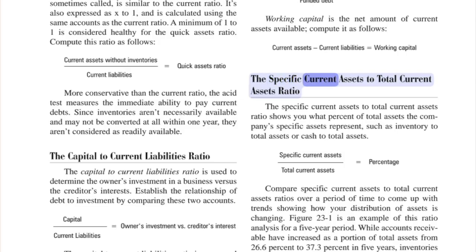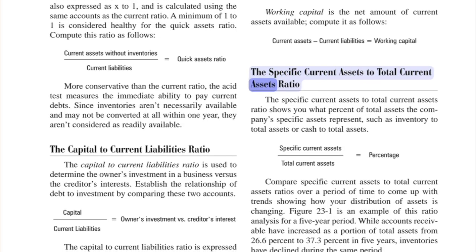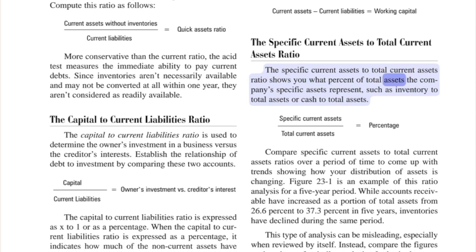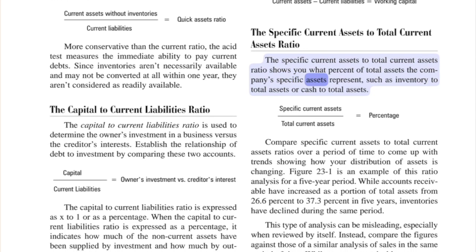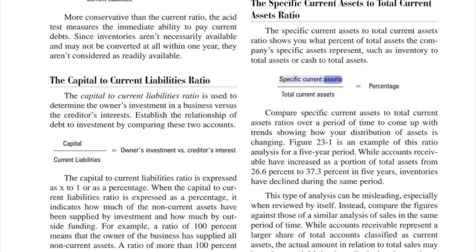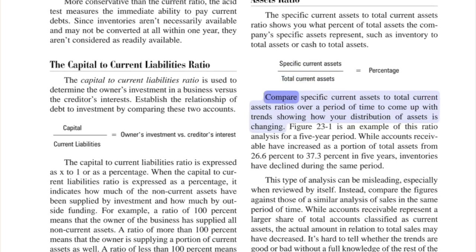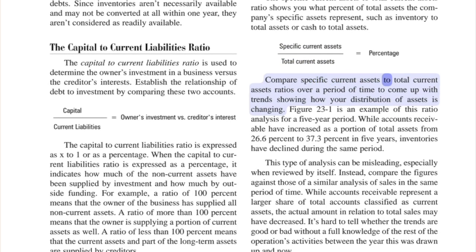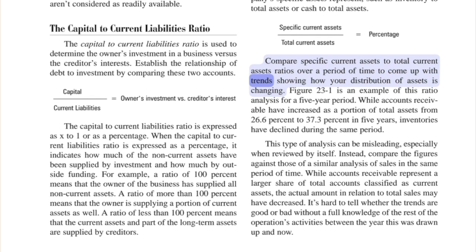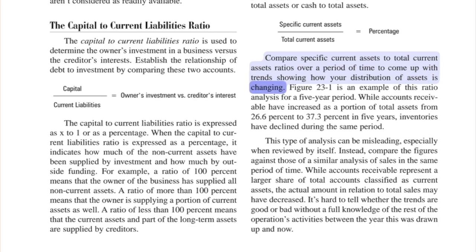The specific current assets to total current assets ratio. This ratio shows you what percentage of total assets the company's specific assets represent, such as inventory to total assets or cash to total assets. Specific current assets over total current assets. Compare these ratios over a period of time to come up with trends showing how your distribution of assets is changing.